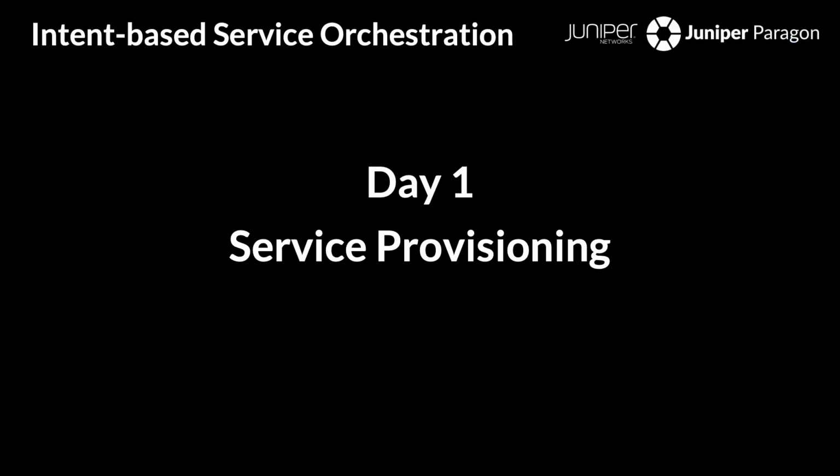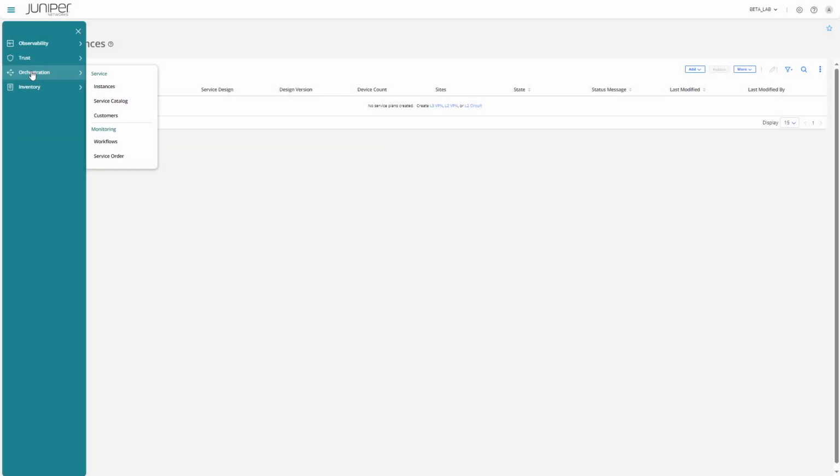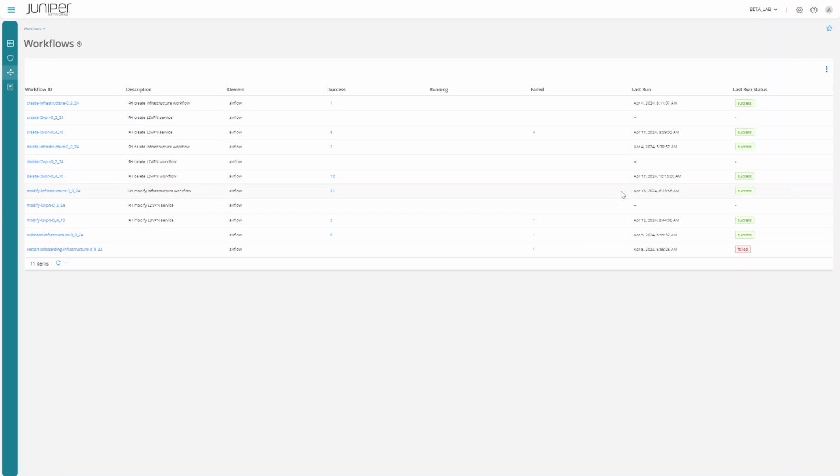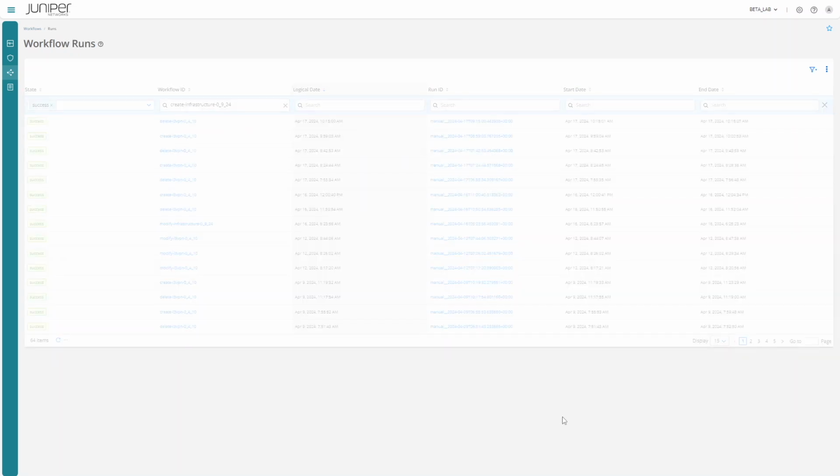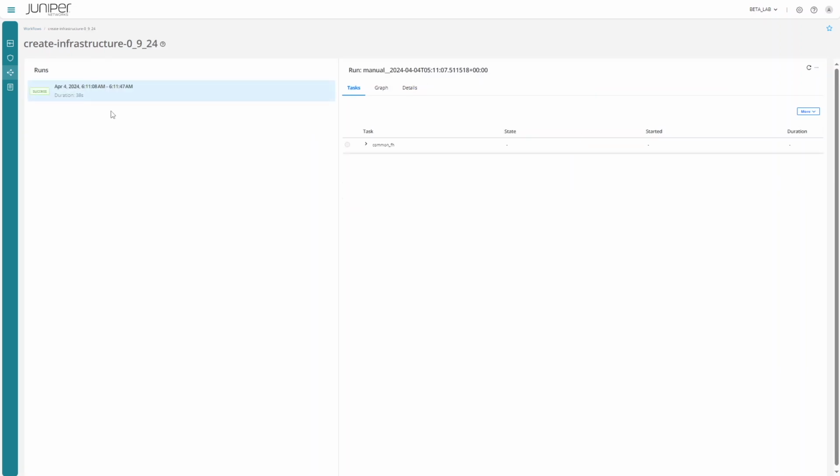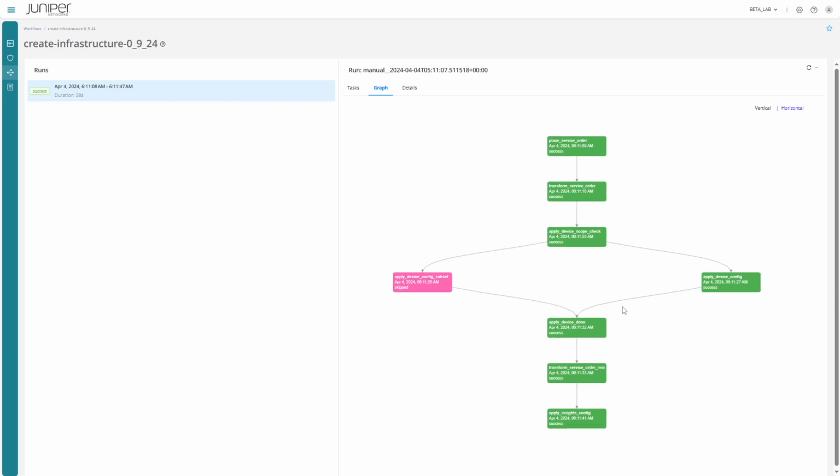Now let's look at Day 1, Service Provisioning. This is where we automate the allocation and configuration of all network elements necessary to fulfill the stated business intent. The business intent guides provisioning workflow. What was previously a painstaking manual process is now entirely automated and repeatable.